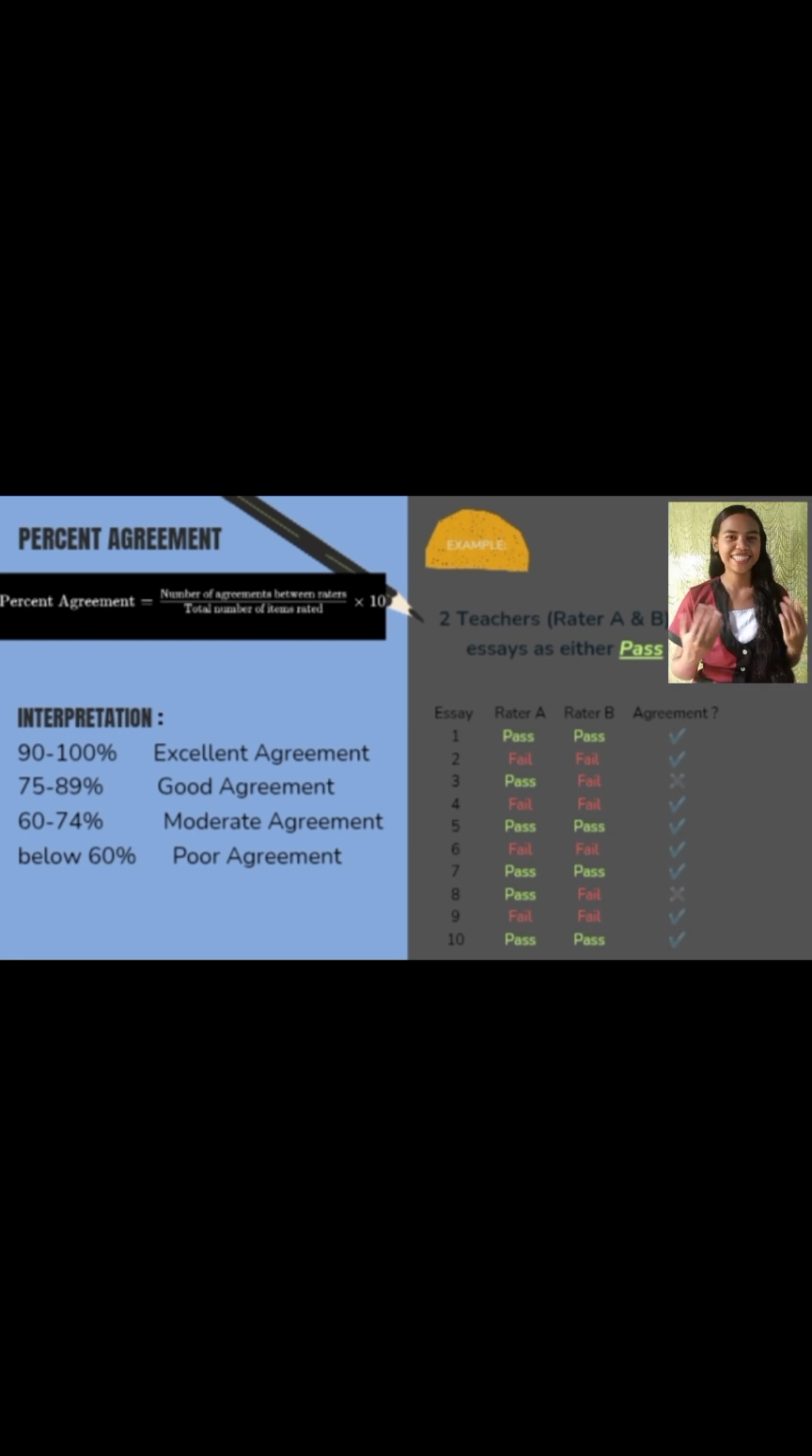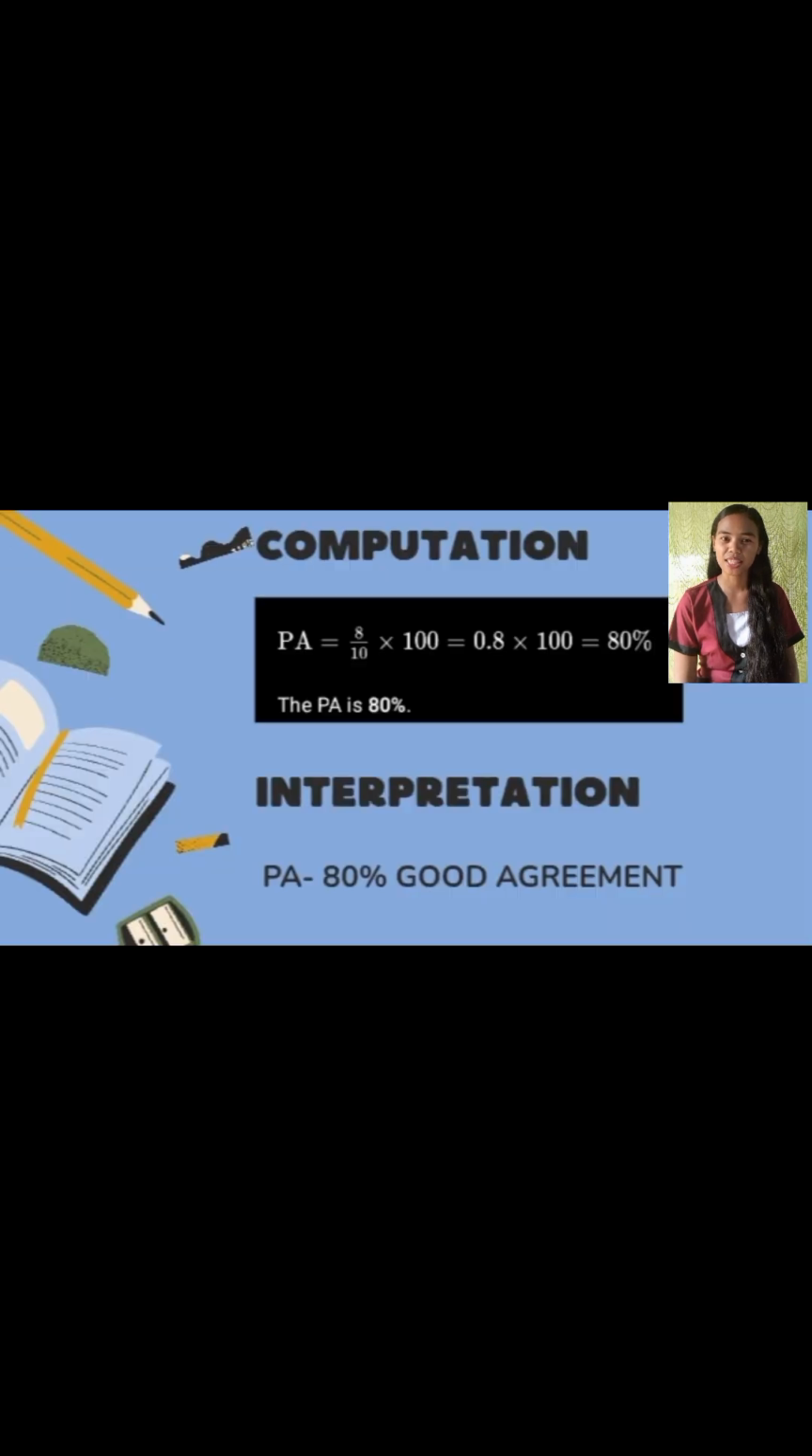Now, here is an example of percent agreement. Two teachers, rater A and B, graded 10 essays as either pass or fail. As we can see on the screen, they agreed on 8 out of 10 essays. So let's use the formula and solve this. PA equals 8 as the number of agreements divided by 10 as the total items multiplied by 100. So this gives us 80%. So the percent agreement is 80%, which indicates good agreement.